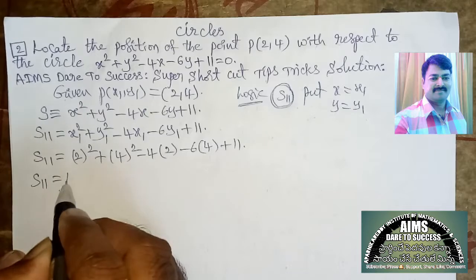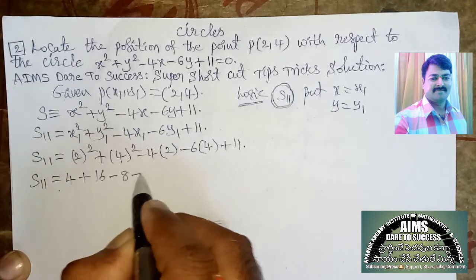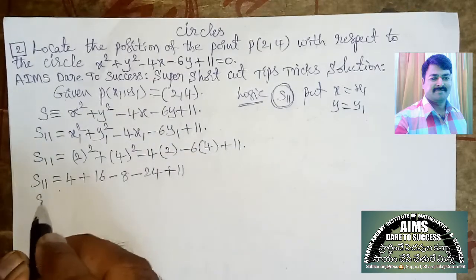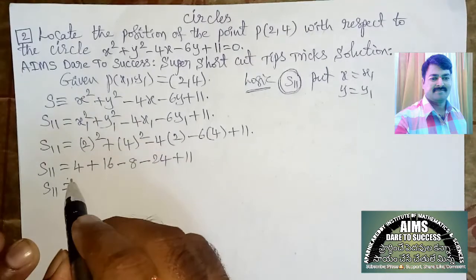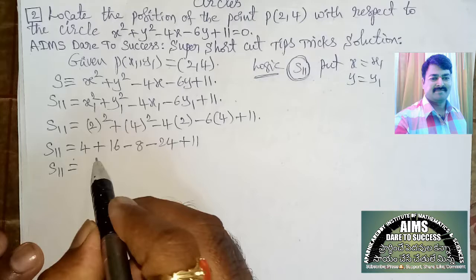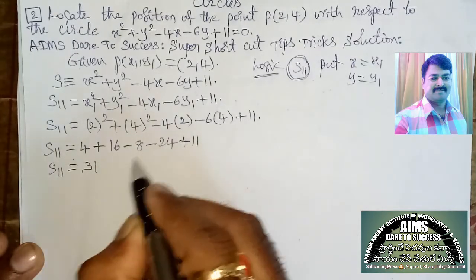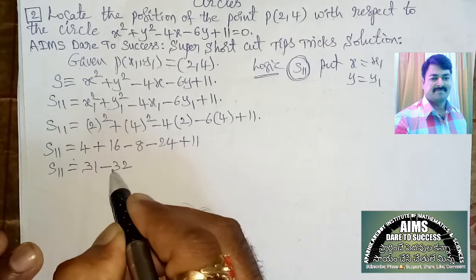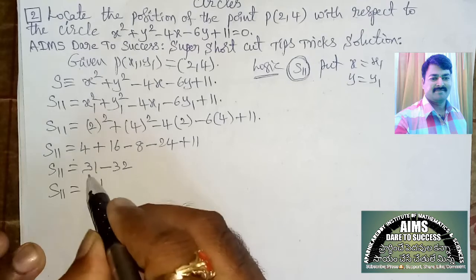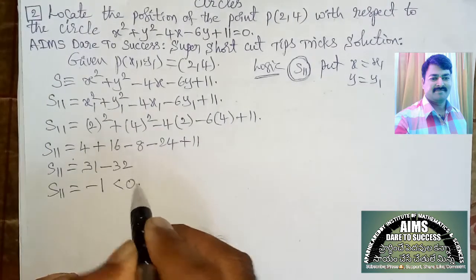S11 is equal to 2 square, 2 2s are 4, plus 4 square, 4 4s are 16, minus 4 2s are 8, plus, minus 6 4s are 24, plus 11. S11 value is 16 plus 4 is 20, plus 11 is 31, minus 8 minus 24 is minus 32. 31 minus 32 is equal to minus 1. Small value minus big value is negative symbol. Minus 1 is less than 0.